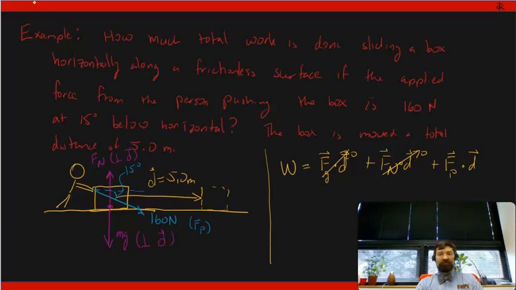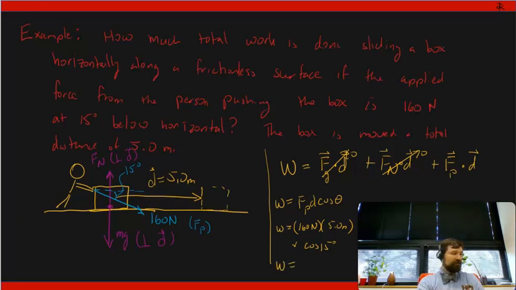All right, so what is F push dotted with d? Well, that would be the push force, the distance, and then the cosine of the angle between the two of them. So that is 160 newtons, 5 meters, and the cosine of 15 degrees. So we would put all that into our calculators to get 772.74 joules. So if we're keeping two significant figures, that would be 770 joules roughly worth of work that has been done on this box.